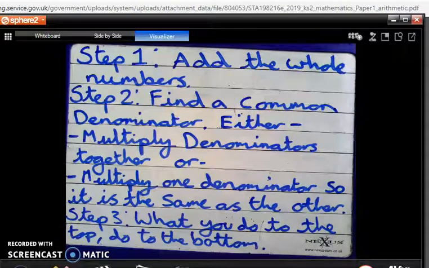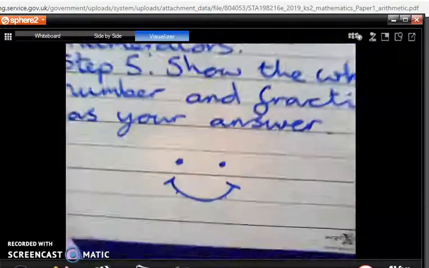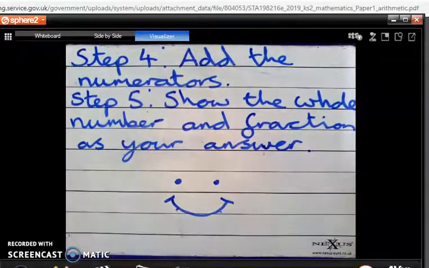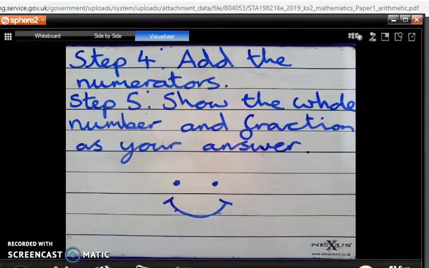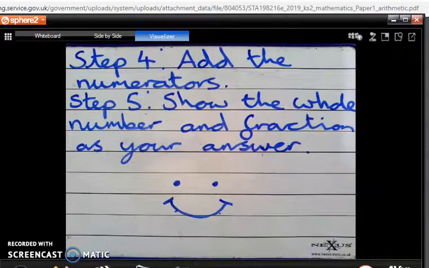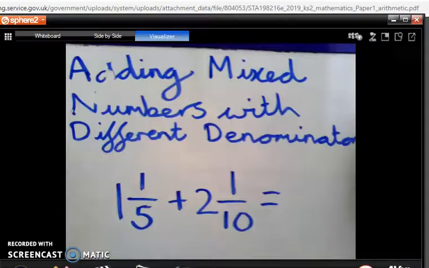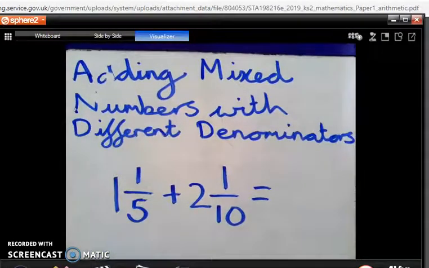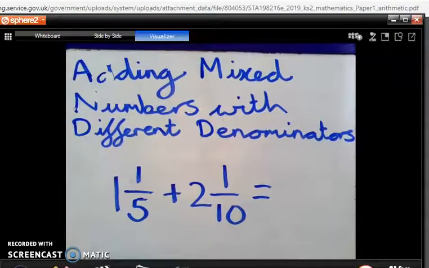Step 3, what you do to the bottom number, you must do the same to the top number. Step 4, add your numerators together. Step 5, show the whole number and the fraction as your answer. That is how you add mixed numbers with different denominators.